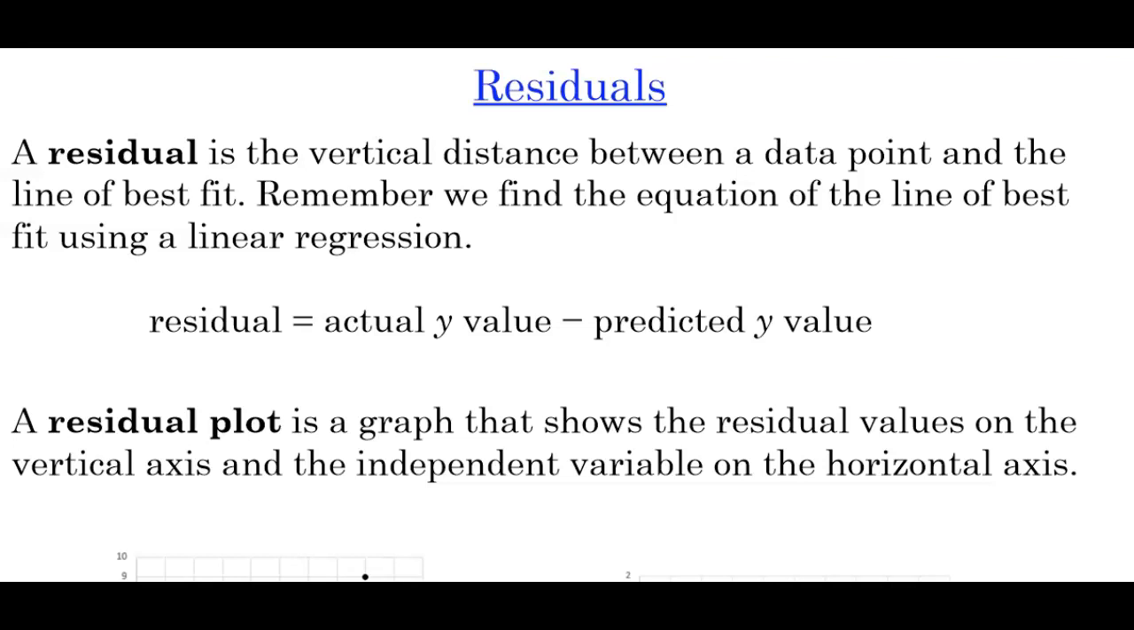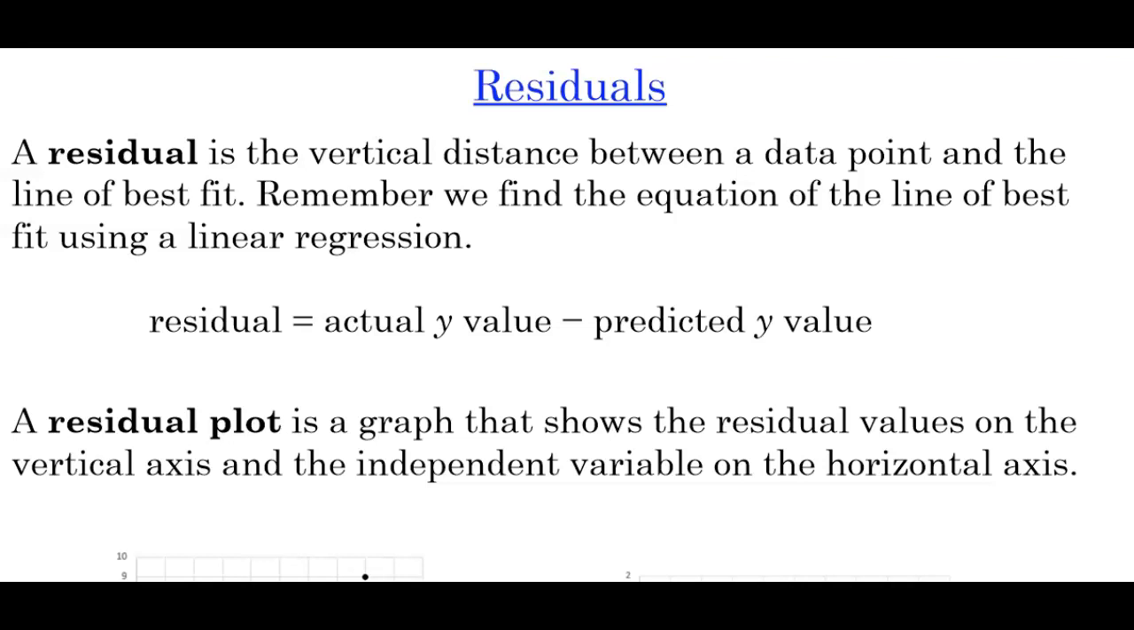Hey everyone, in this video we're going to learn about residuals. The first thing I want you to think about is a scatter plot. Right, so we have x and y axes and all these data points plotted. The next thing we often were asked to do was either draw in the line of best fit or find the equation of that line with a linear regression.